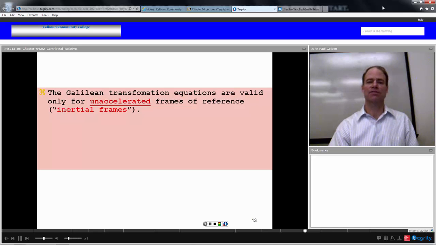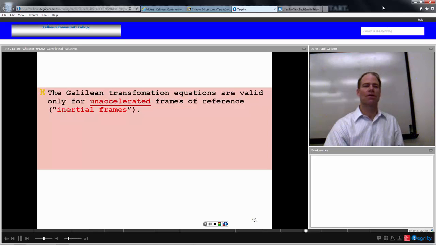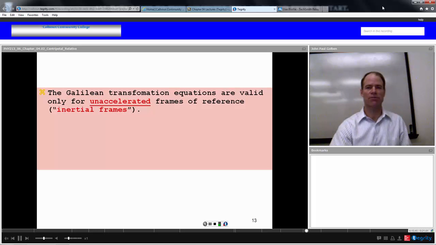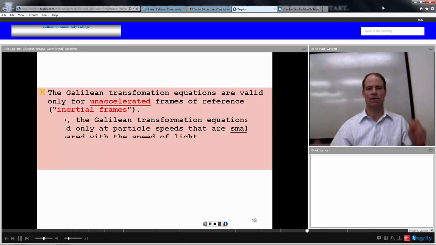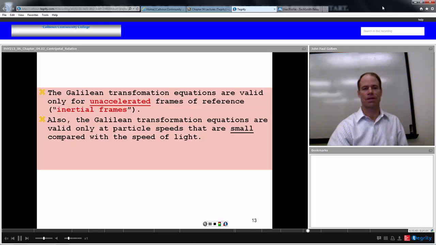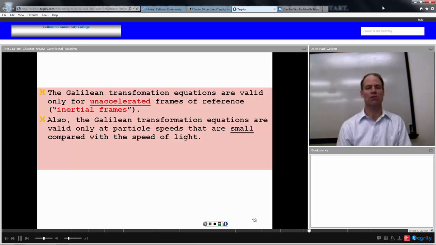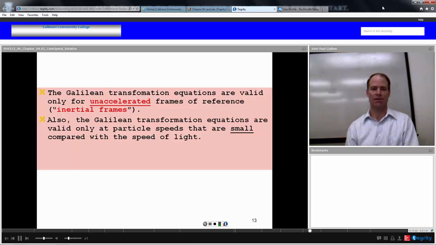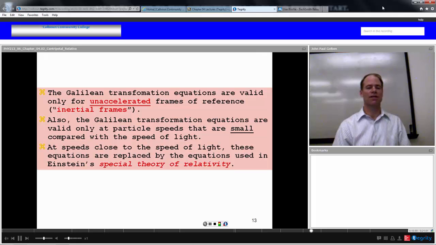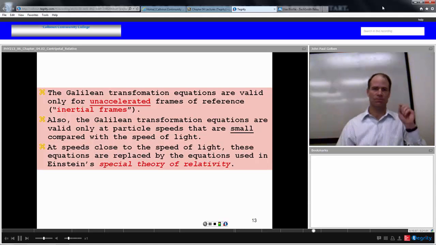The Galilean transformation equations are valid only for unaccelerated frames of reference, what we call inertial frames. Also, these Galilean transformation equations are valid only at particle speeds that are small compared to the speed of light. Because if you get near the speed of light, which is the speed limit for the universe, you can't just go on adding velocities and keep on adding velocities because you're limited by the speed limit.